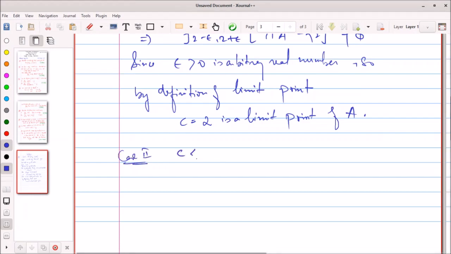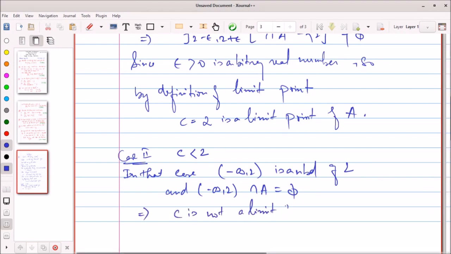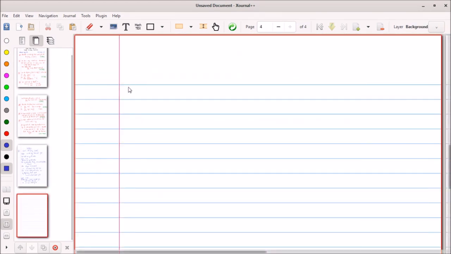So let c be strictly less than 2. Then in that case (minus infinity, 2) is a neighborhood of c and (minus infinity, 2) intersection A is empty. So we have found a neighborhood of c which does not intersect A. So this implies c is not a limit point of A. Let us go to case 3.